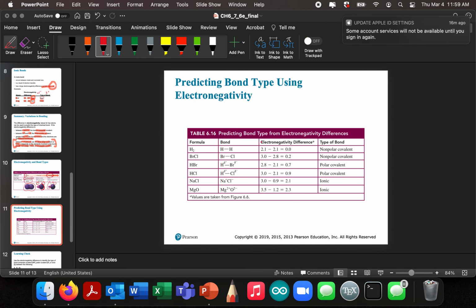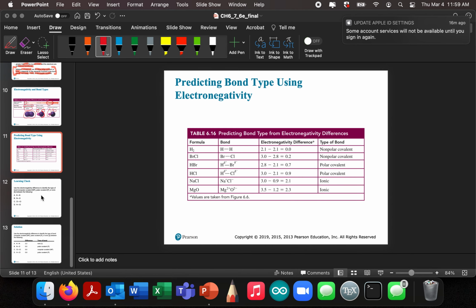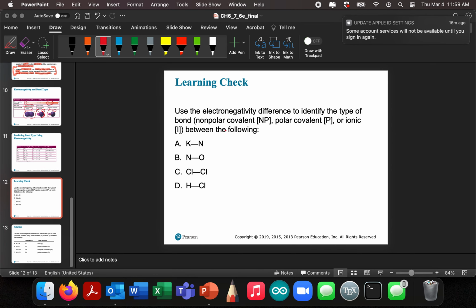Okay, so predicting bonds. Here's table 6. I'm not going to go over this table. It's in your textbook. It just helps you practice and summarizes what we've already talked about. Let's do a learning check, and then we'll be done. Use the electronegativity difference to identify the type. So pause this video, make notes here, and then compare your notes to mine.